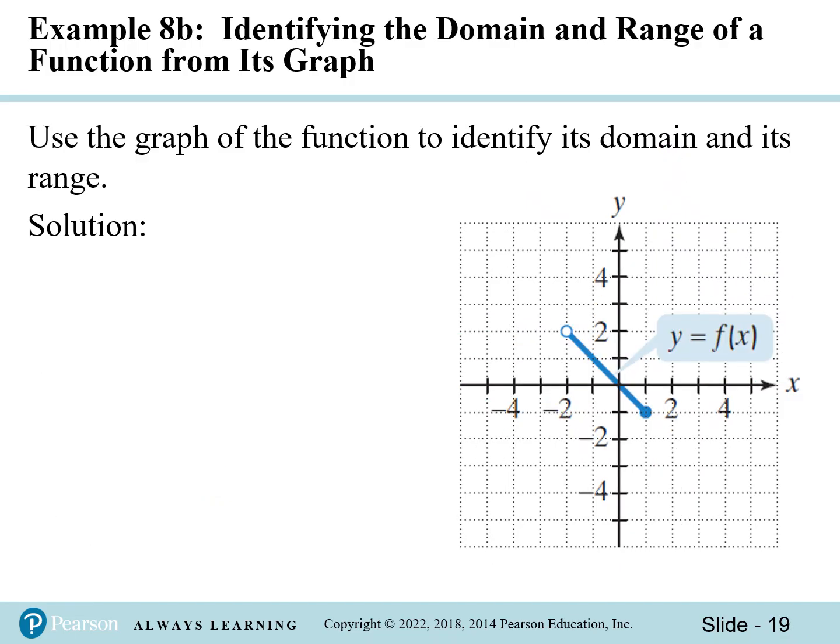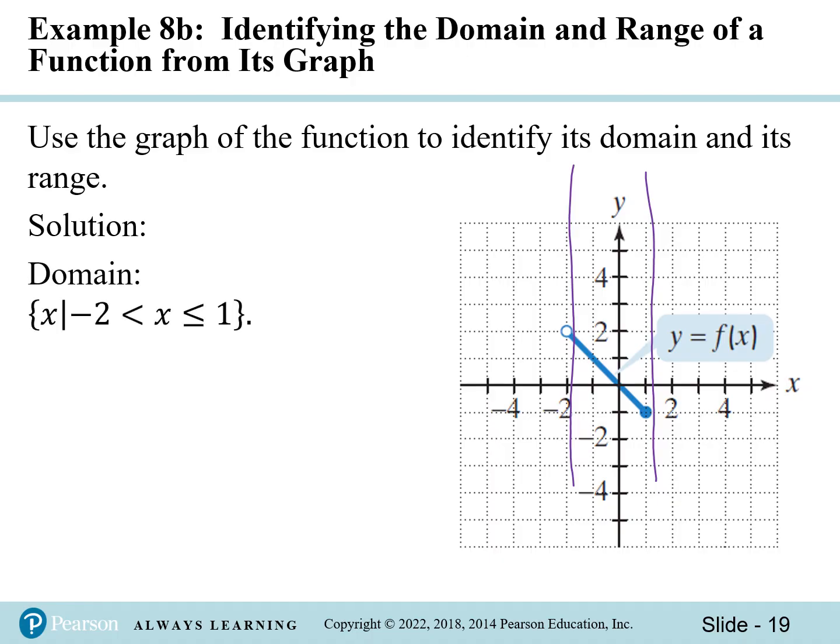Let's try 8b. Same question, different graph. Find the domain, find the range. My domain goes left to right. So I'm starting at -2 and I'm ending at 1, but -2 has an open circle, so it's not included. So I'm just going to have a less than symbol there. So -2, less than x, less than or equal to 1. How that looks with interval notation is a parentheses versus a hard bracket. So it's parentheses -2, 1 with the bracket.